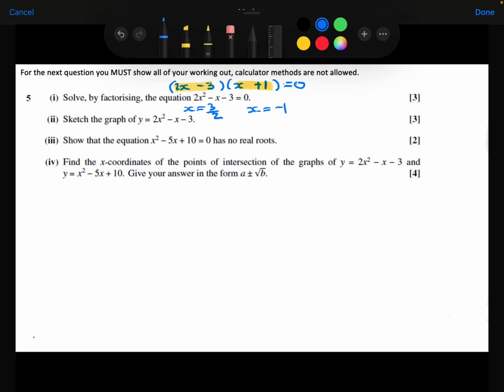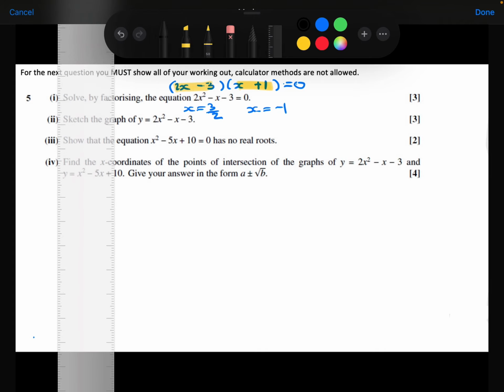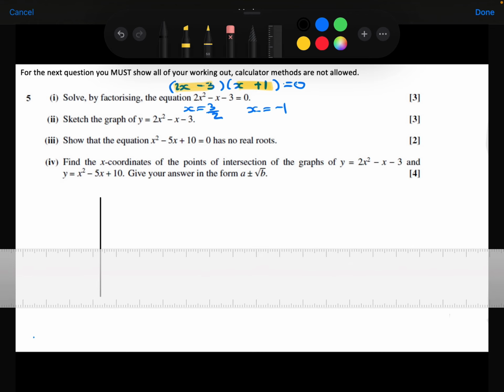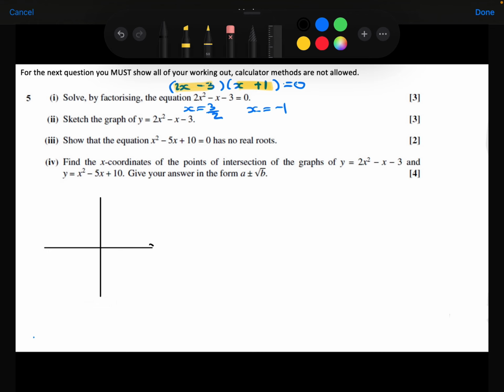Part (ii), I need to sketch the graph. So let's draw a little set of axes here. Here's my y-axis, here's my x-axis. I can see that it's got a y-intercept of minus 3. And I worked out in part (i) of the question that it has roots at minus 1 and at 3 over 2, or 1.5. So therefore, it's going to look like this.